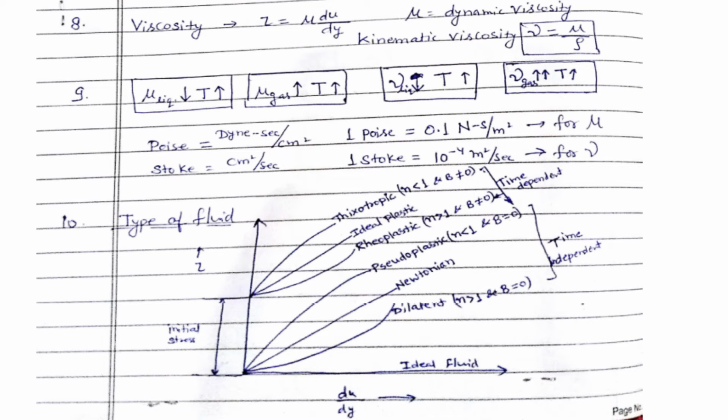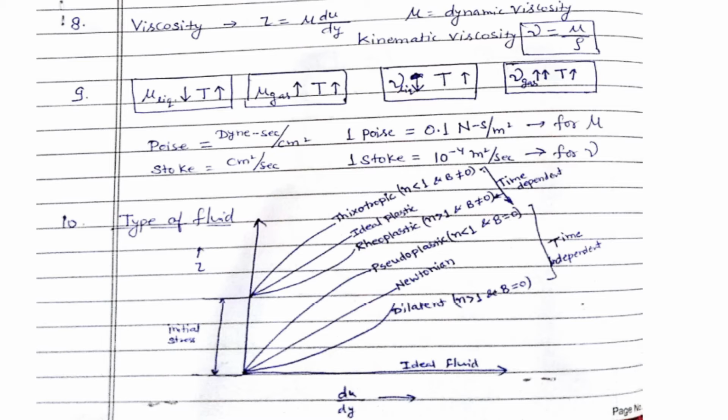Now another very important property of fluid is viscosity, and viscosity can be defined as the resistance of motion, and the basic reason for this is the force of cohesion. It was Newton who discovered this phenomenon first, and as per Newton's law, the shear stress is directly proportional to the velocity gradient. This velocity gradient is du by dy, and mu is the proportionality constant. So tau is equal to mu du by dy, where mu is the dynamic viscosity, and if I want to calculate the kinematic viscosity, then it is dynamic viscosity divided by the density.